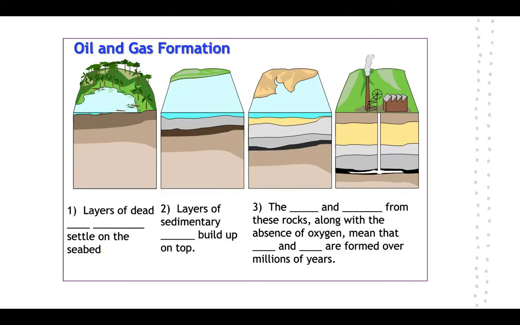You then have to take the subheading Oil and Gas Formation and take the following 3 bullet points down. Layers of dead sea creatures settle on the seabed. Layers of sedimentary rock build up on top. The heat and pressure from these rocks, along with the absence of oxygen, mean that oil and gas are formed over millions of years.